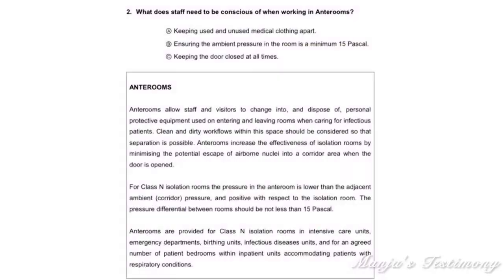Thank you so much. So guys, let's start with question number 2, because I feel that question number 1 is a bit easy, so that's why I'm starting from question number 2. So let's read the question. What does staff need to be conscious of when working in anterooms? So we have to read the options first.